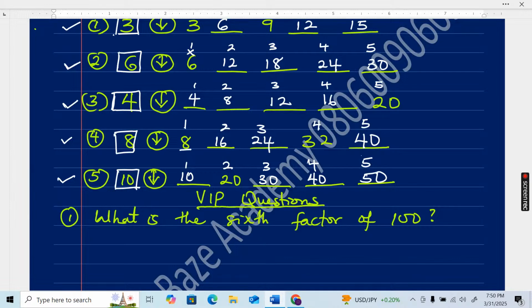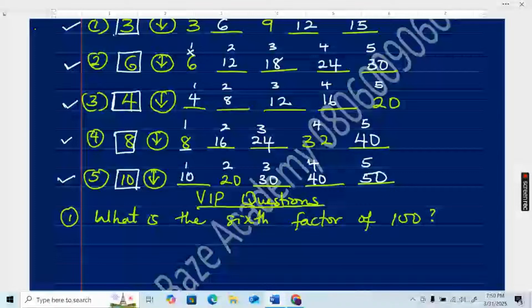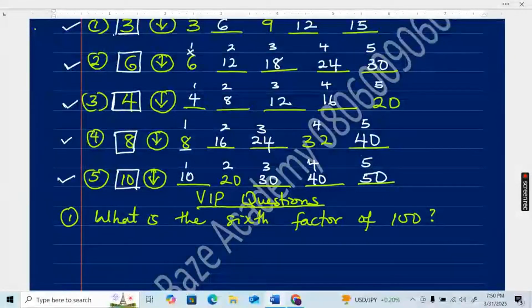The sixth factor of 100. You are supposed to give me only the sixth factor. I did not say multiple. Sixth factor. There is a difference between factor and multiple. Factor, sixth factor of 100. Okay, everybody pay attention.